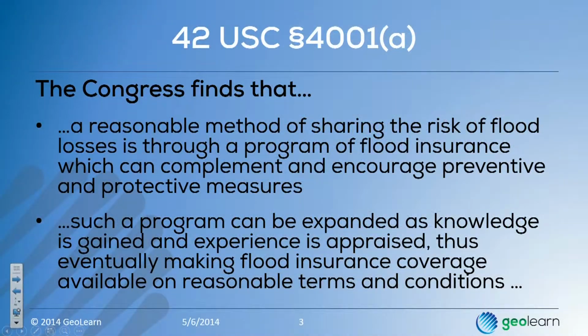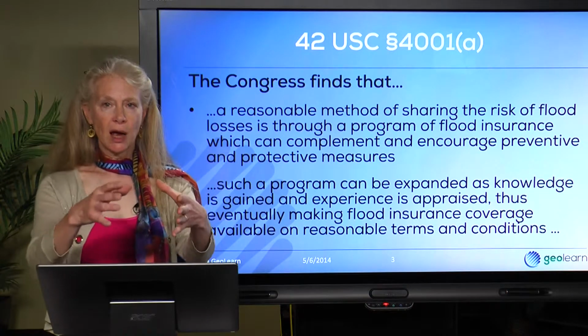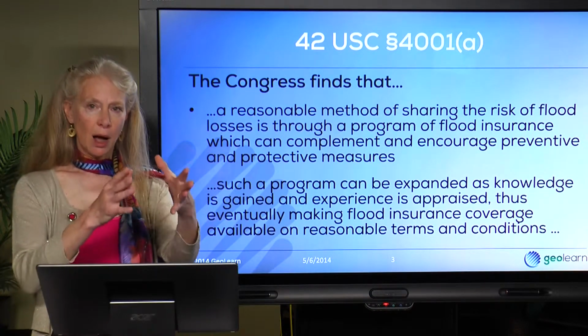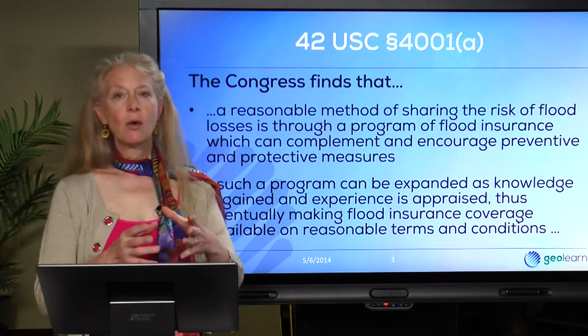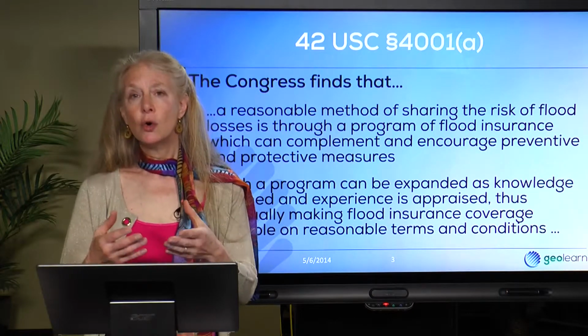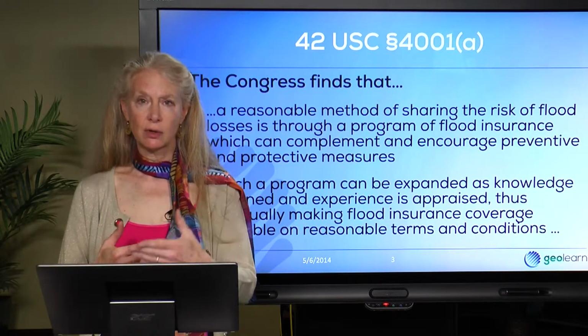The enabling legislation is found in the United States Code, Title 42, starting with Section 4001. And it identifies the purposes that Congress identified for the overall program. Basically, it was to share the risk of flooding and not just have certain people having all the brunt of it, or basically the taxpayers who were paying for the cost of disaster assistance.